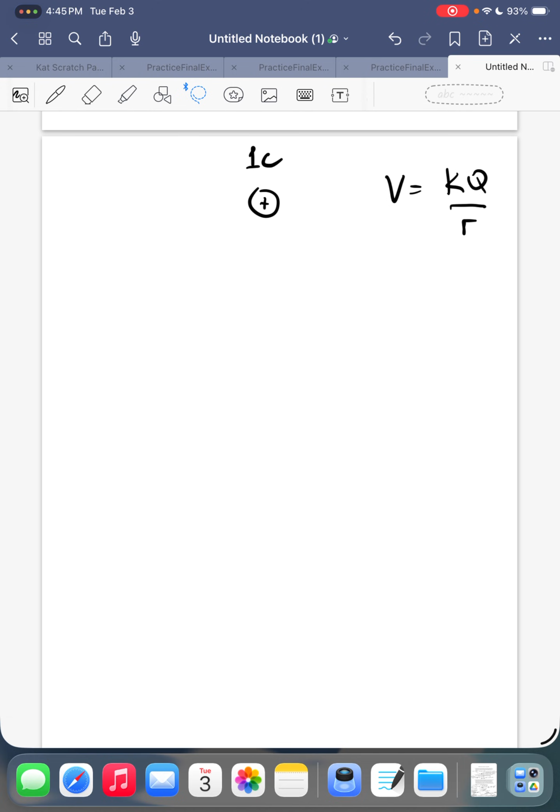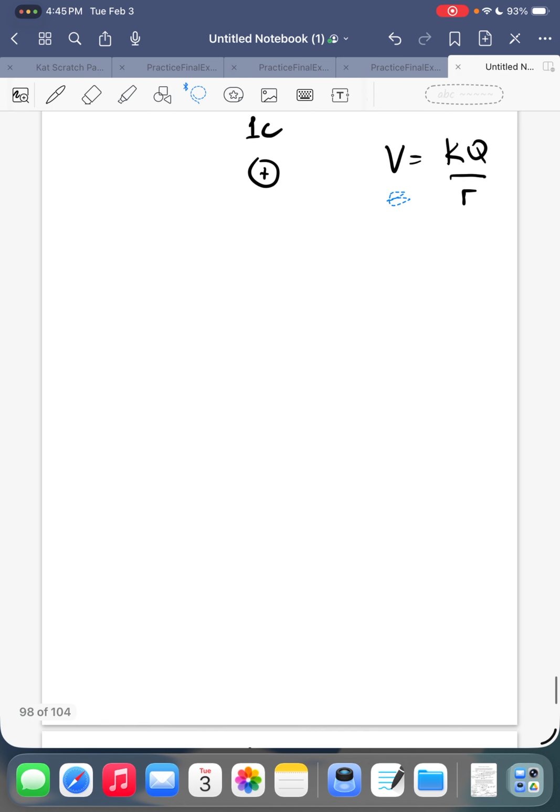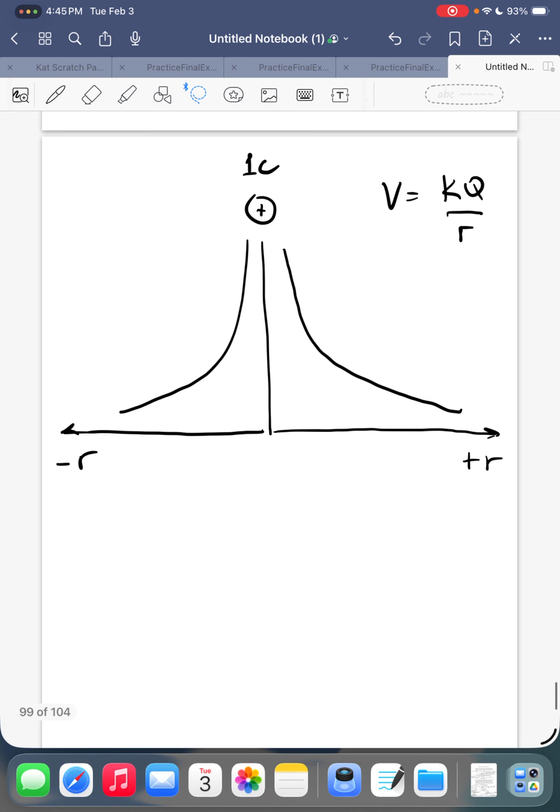So imagine we have a 1 coulomb charge, a point charge like that, and the formula for the point charge potential is this, kq over r. So this does depend on distance. The further away you go from the point charge, the smaller the potential is going to be. And you've seen this sketch before. It looks roughly like this.